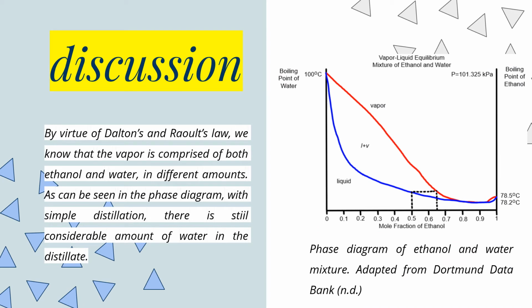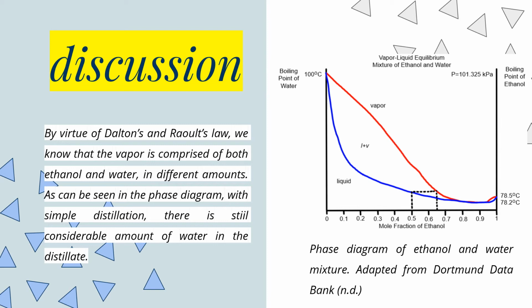By virtue of Dalton's law, we know that the vapor above the solution is comprised of a combination of both ethanol and water. With Raoult's law, we know that the concentration of these components in the vapor is affected by a small fraction in vapor pressure in pure form.